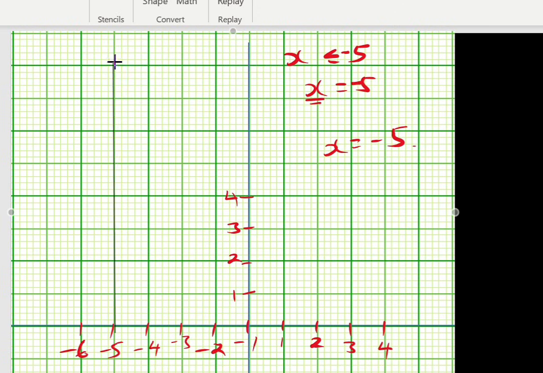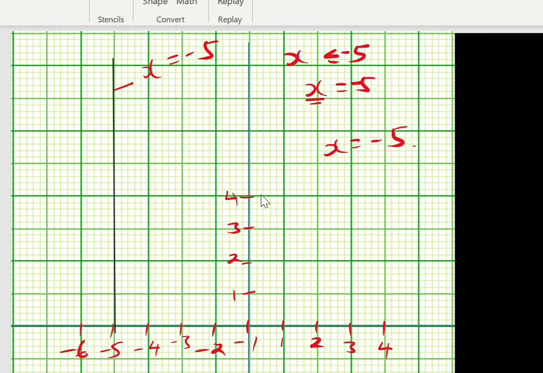So this is my straight line cutting negative 5. I hope you can see it. This is the line x is equal to negative 5.